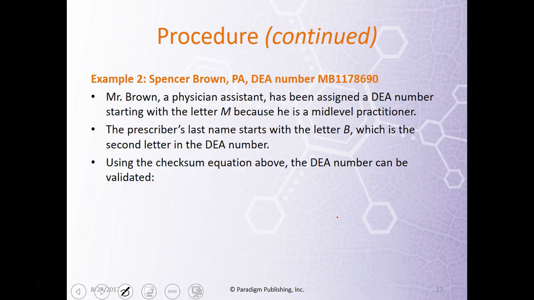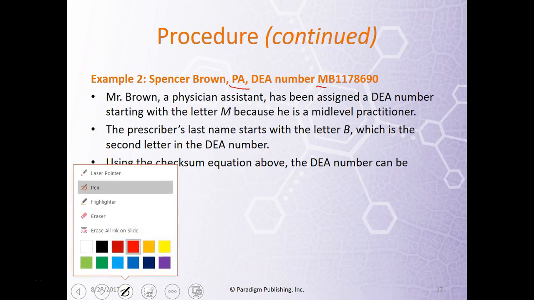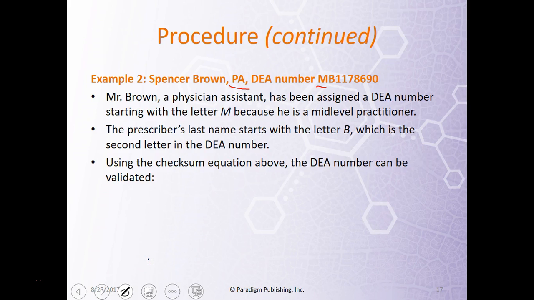So let's look at Spencer Brown as an example. I'm sorry, I said doctor. It's not a doctor. It's Spencer Brown, who's a PA. So a PA is a mid-level practitioner, which should begin with an M, and it does. Then we see the second is a B. Well, their last name starts with a B. So far, so good. So now what we're going to do is a checksum on the numbers.